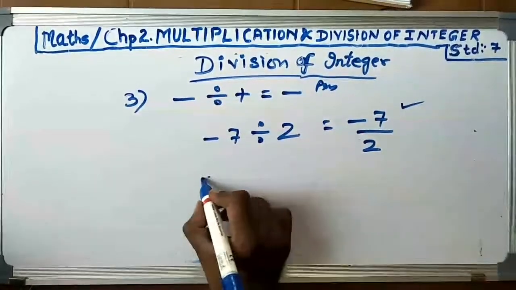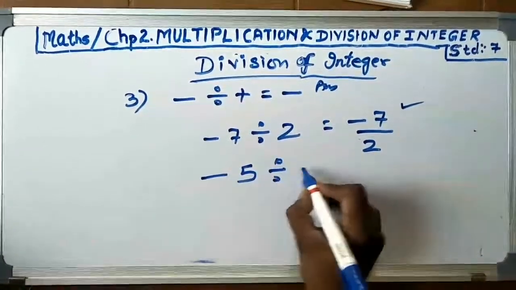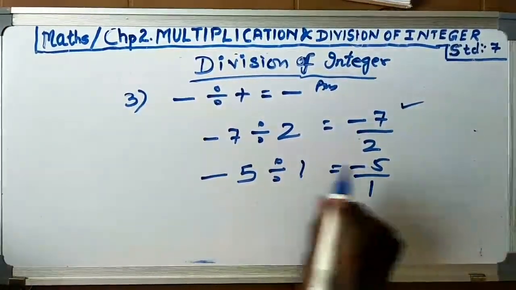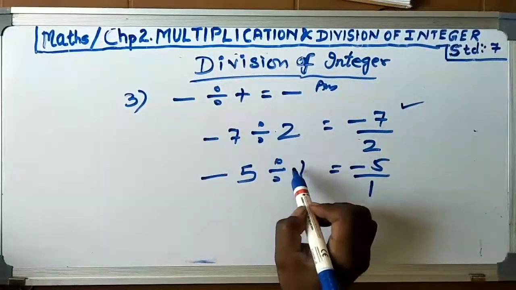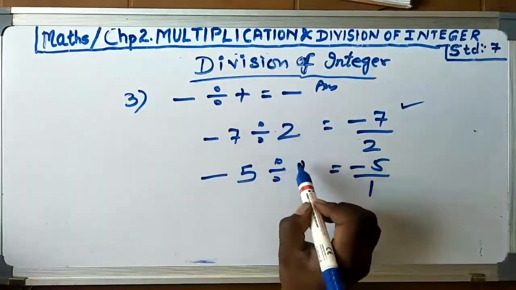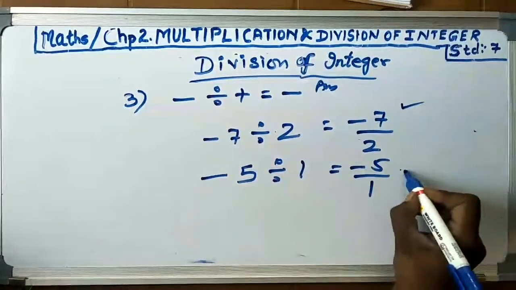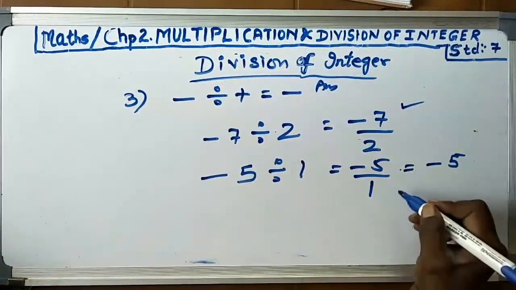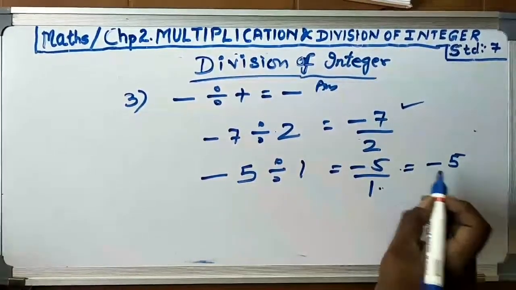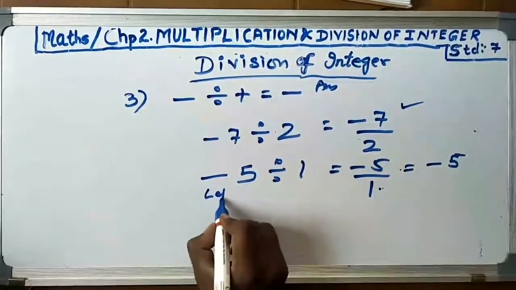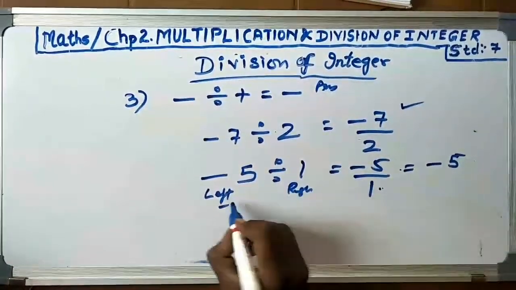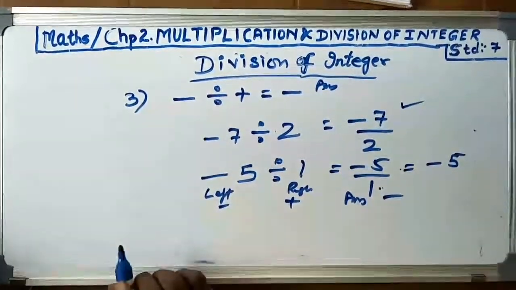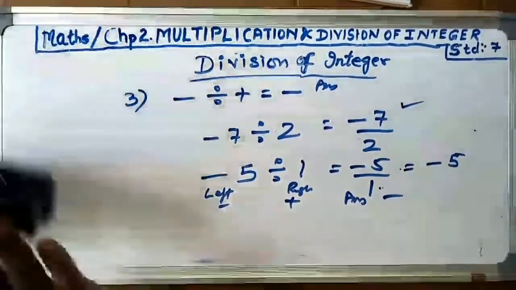Leave it as it is. If I write minus 5 divided by 1, it is minus 5 upon 1. See, on the right side you can see a plus sign. Plus is given. Plus 2, you write only 2. Plus 1. So the answer is minus 5. No need of writing this 1 over here. So on the left side minus, right side plus, and the answer minus.